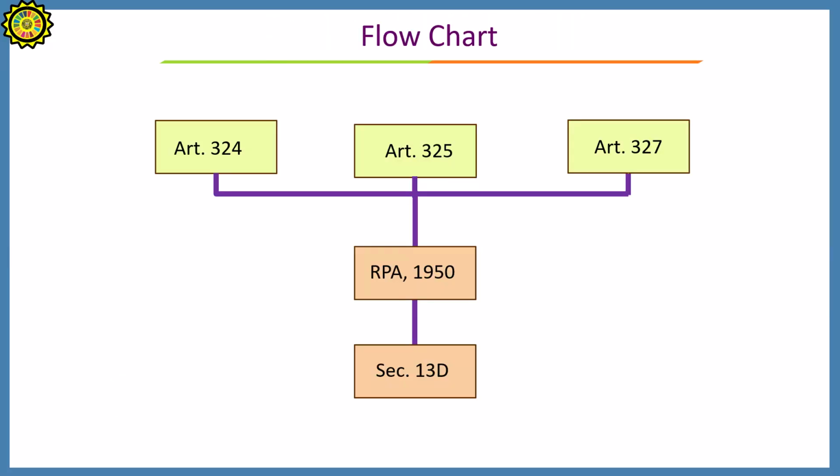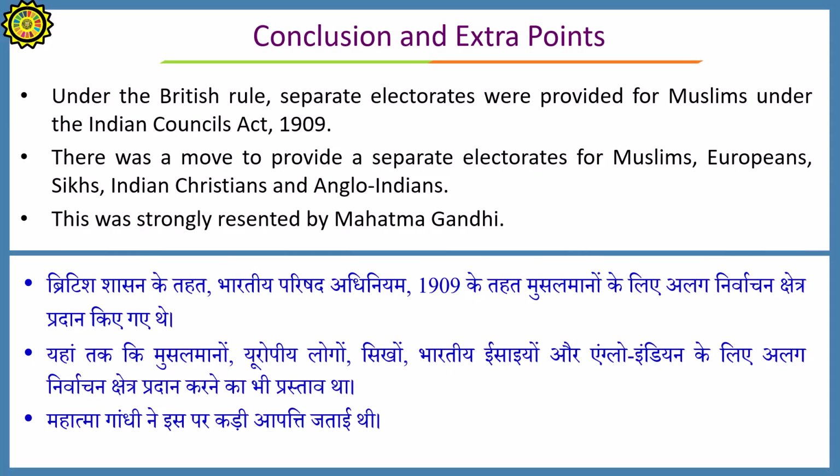Clause 1 of Article 324 talks about the preparation of the electoral roll. Article 325 is about only one general electoral roll for every constituency. And Article 327 has given power to the Parliament to frame laws related to elections. Because of this, the RP Act 1950 was framed, and Section 13D comes under the RP Act 1950.